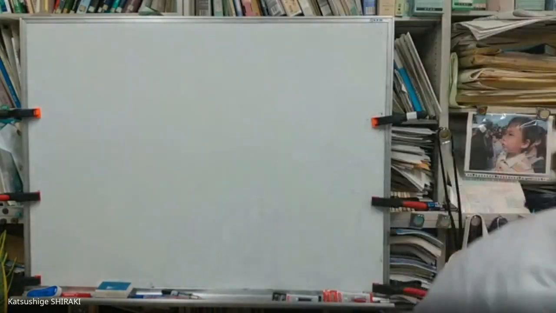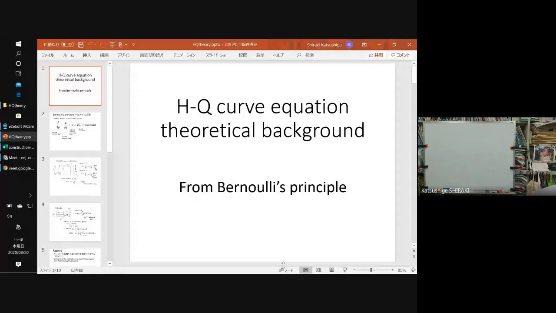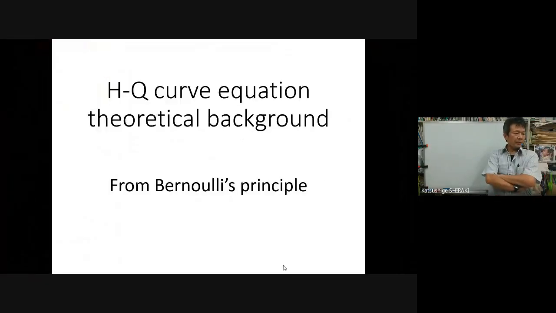So let's study a little. I prepared some slides that I used in the classroom. Wait a moment, I will show the slide here. Can you see? Okay. The title is HQ qualification, theoretical background from the Bernoulli principle. Not so difficult.